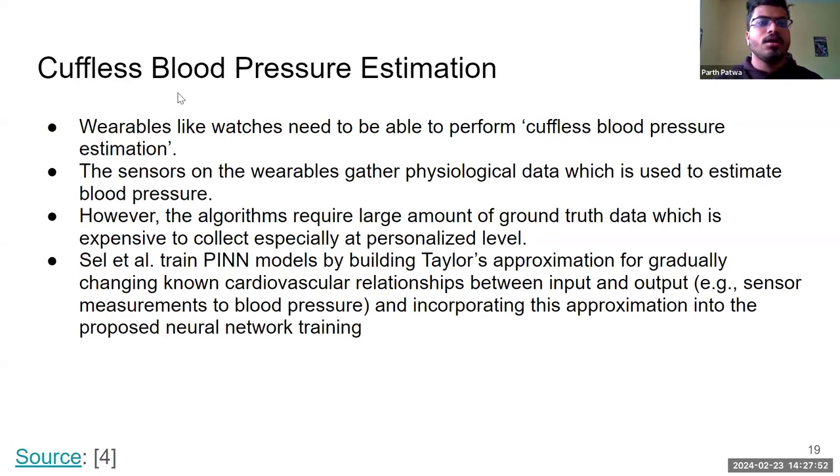To give some examples, this is one interesting problem statement: cuffless blood pressure estimation. Cuffless blood pressure estimation is used where we have wearables like watches, and the watches are estimating the blood pressure of the person. They use physiological data like electric waves to estimate the blood pressure. But a direct translation from the physiological data to accurate blood pressure is not feasible because we need a huge amount of ground truth data, which is expensive to collect, especially at a personal level. So in this paper, they train a physics-inspired neural network model by using Taylor's approximation to gradually change the known relationship between input and output, and we incorporate this approximation in the neural network training.